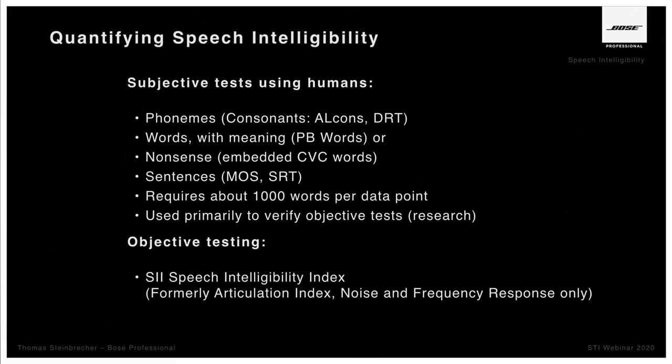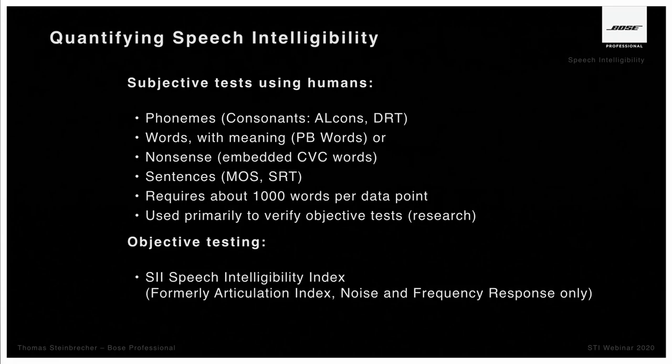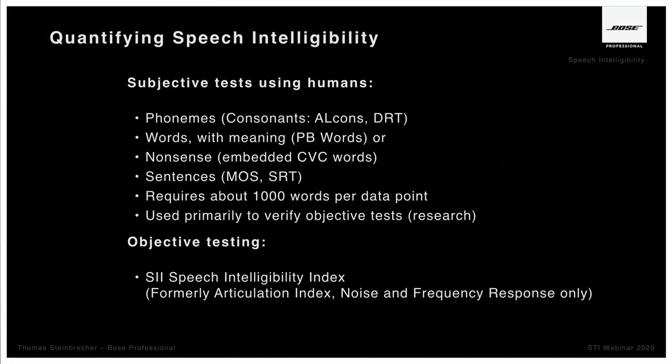It is based on signal-to-noise ratio in different frequency bands. So that also already tells us that, if we only look at signal and noise, maybe it's a little bit difficult to look at particular things like reverberation or maybe even echoes. So yeah, we can evaluate signal-to-noise ratio, which is often a problem with intelligibility, and we can evaluate frequency response, but nothing or not too much beyond that.